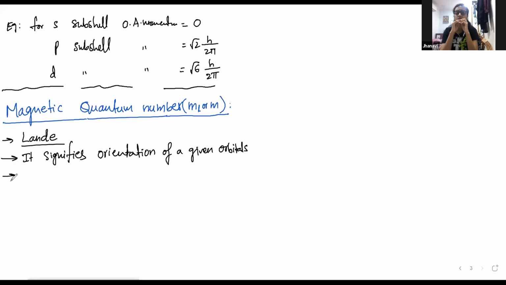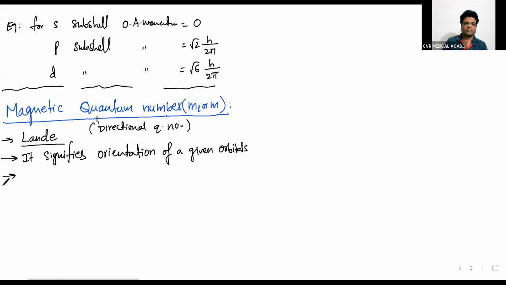It is also called the directional quantum number. Its other name is directional quantum number, but it is a very rarely used term. Next, it signifies the orientation of a given orbital. Then what are the values? The value of m depends on the L value.